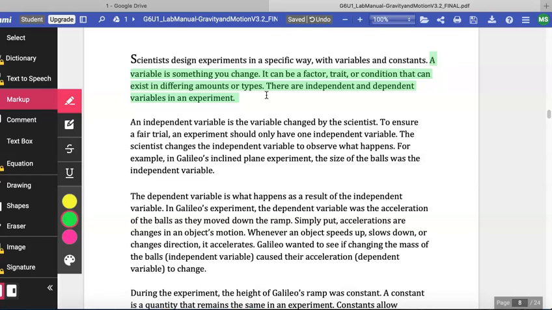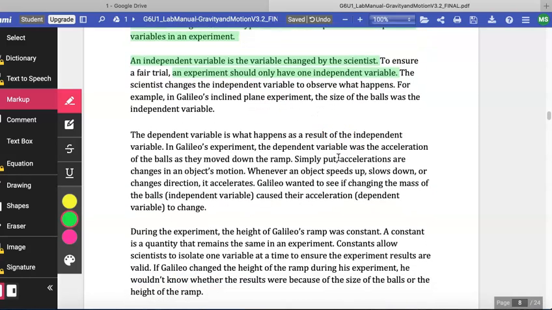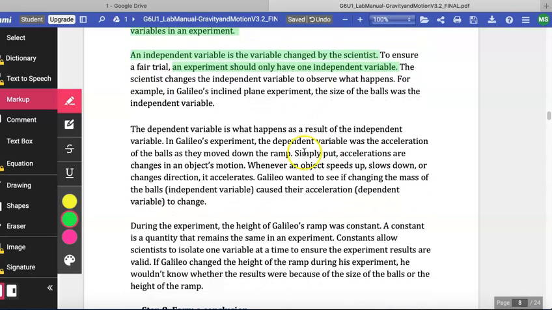There are independent and dependent variables in an experiment. An independent variable is the variable changed by the scientist. To ensure a fair trial, an experiment should only have one independent variable. The scientist changes the independent variable to observe what happens. For example, in Galileo's inclined plane experiment, the size of the balls was the independent variable.